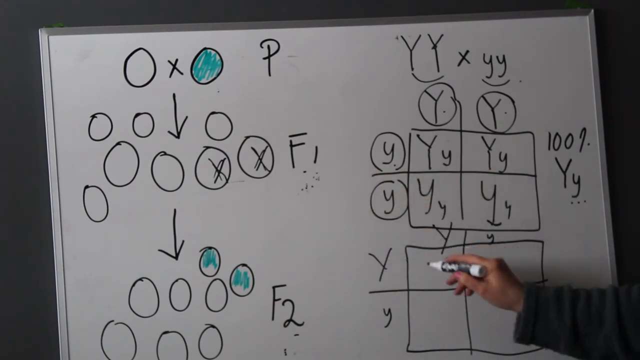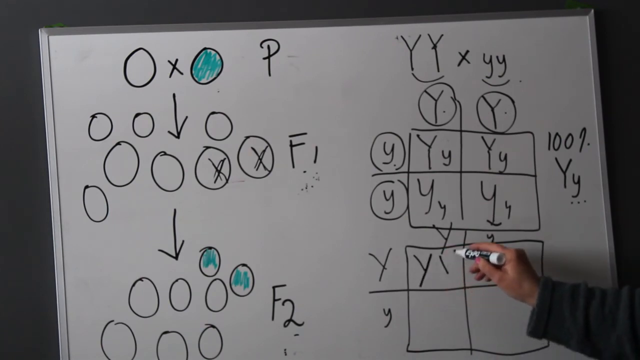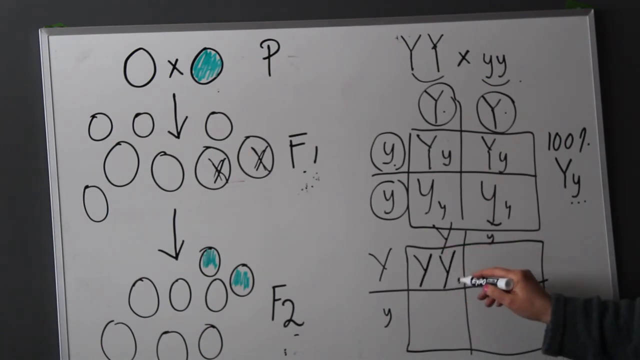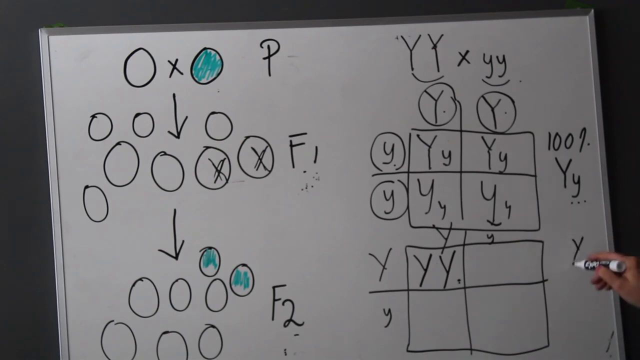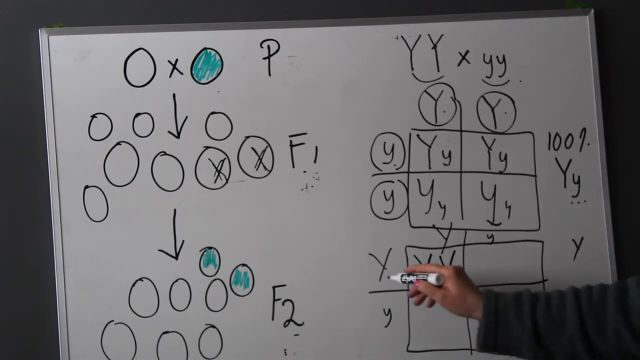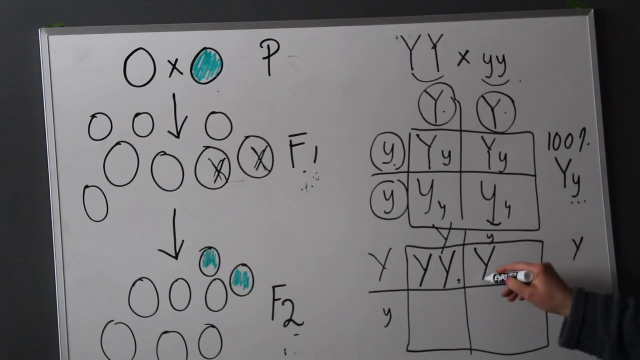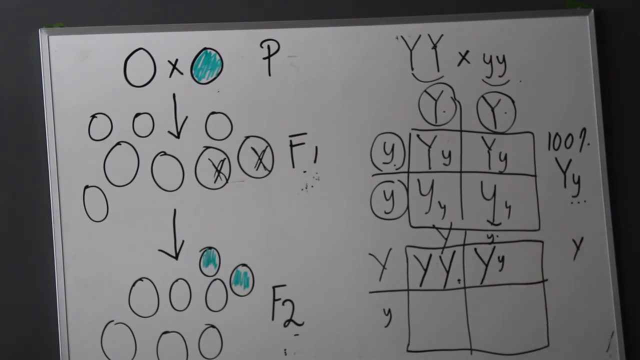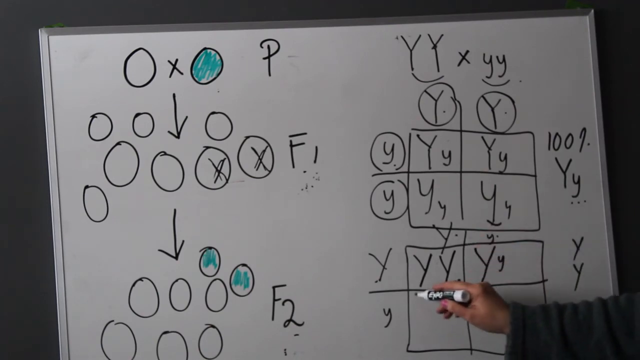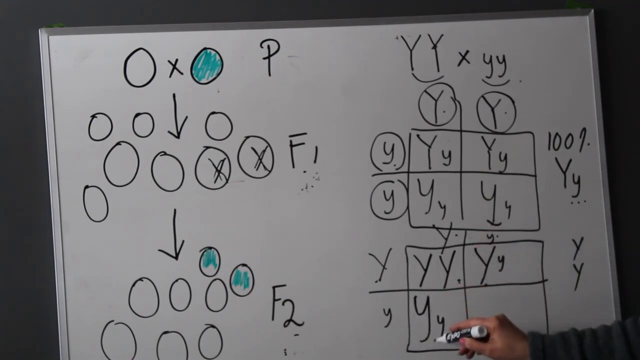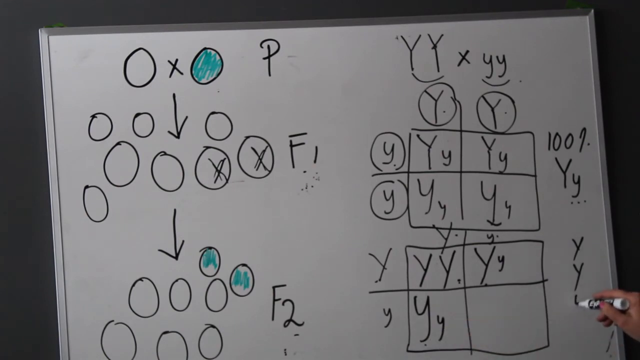So this individual is going to have big Y, and of course it's going to be yellow. I'll just keep track. This individual is going to get this big Y, this little y. Oh, it's also going to be yellow because it's got the dominant allele. This individual is going to be big Y, little y. Also going to be yellow because it has that dominant allele.